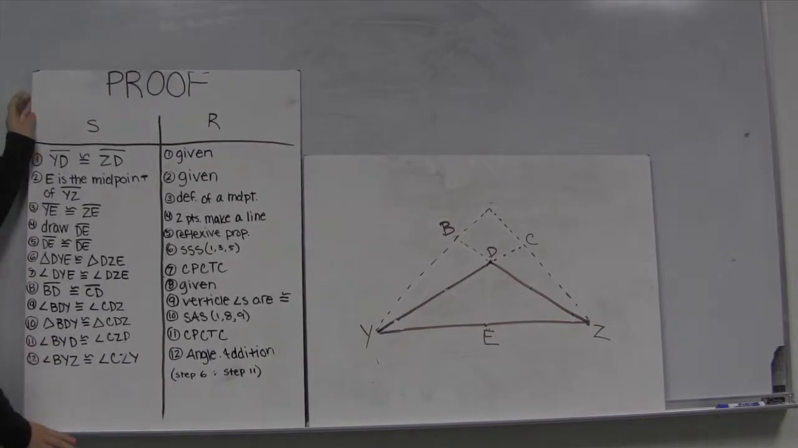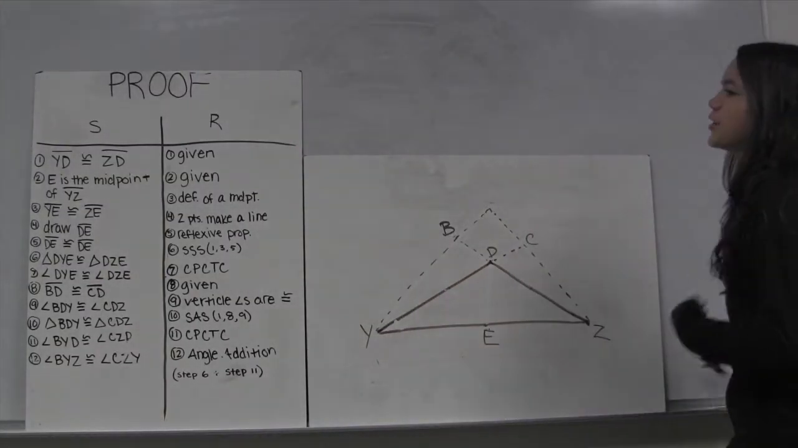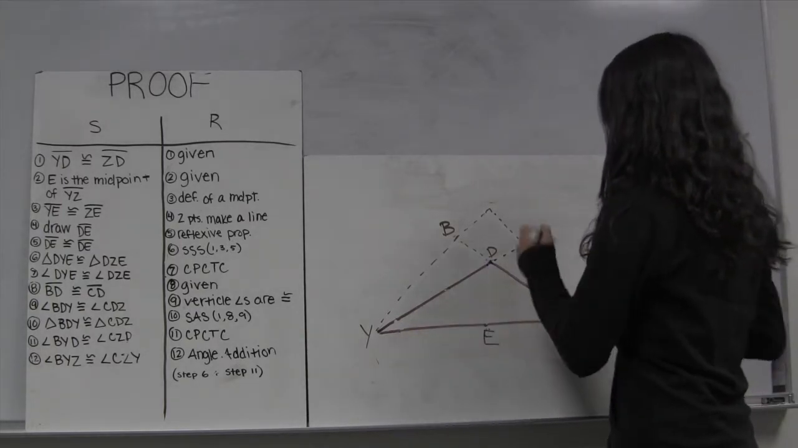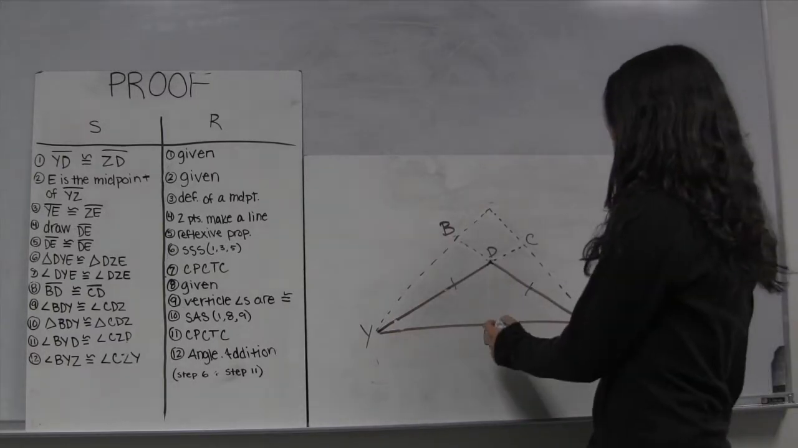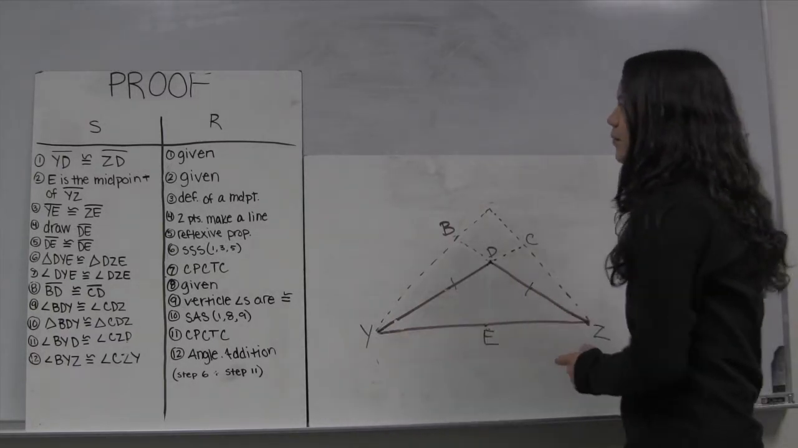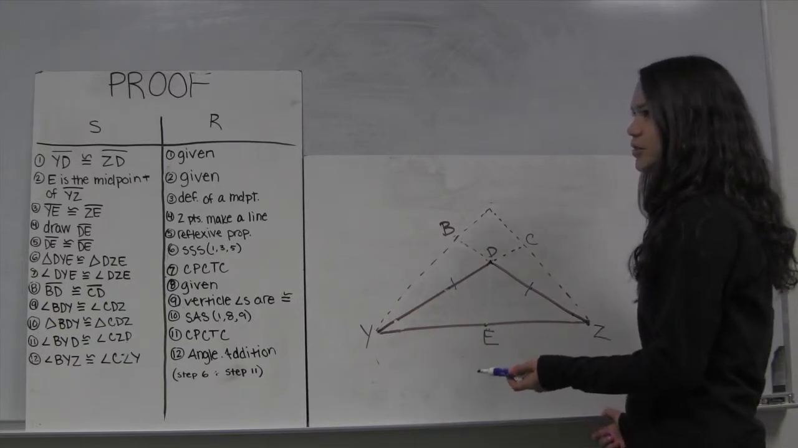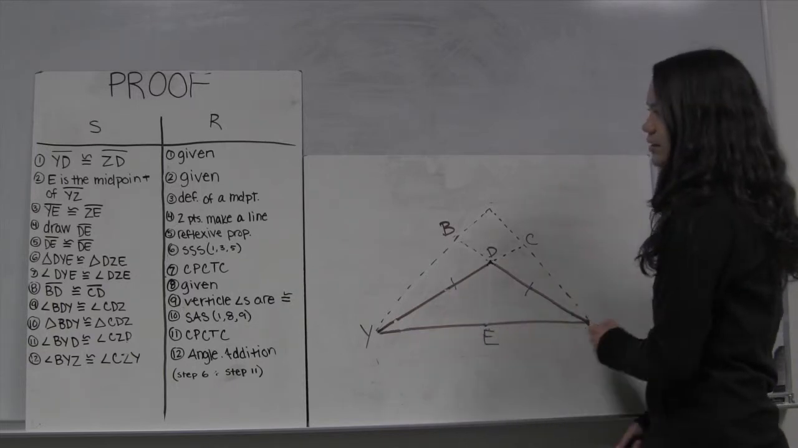So this is our proof, and we're going to start with step 1, which is YD is congruent to ZD, and so we'll make a mark of that. And our second given is E is the midpoint of YZ. And the definition of a midpoint is it divides a segment in half, which is step 3. So we know that YE is congruent to EZ.